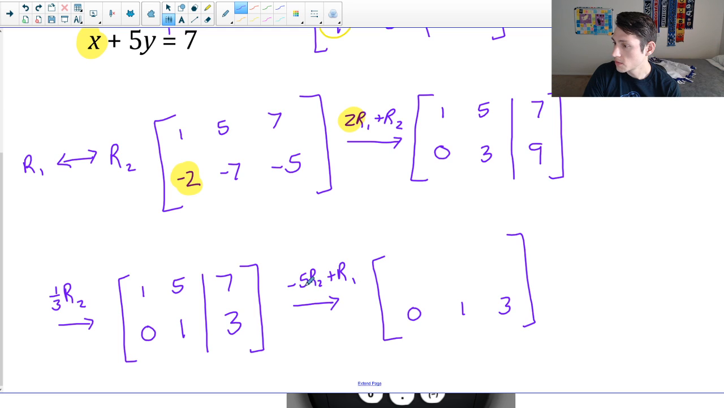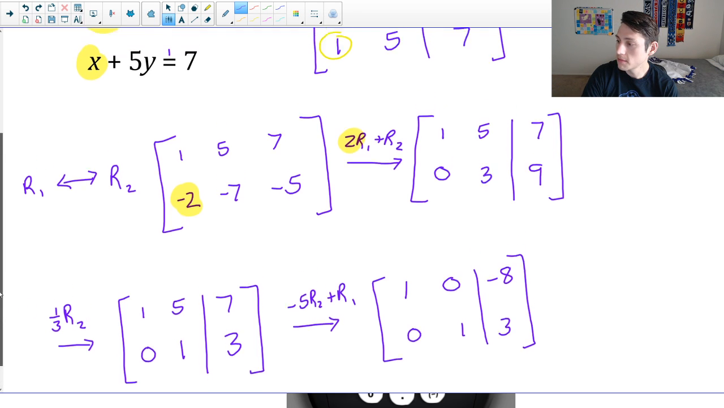Now negative 5 times 0 plus 0 is 0. 0 plus 1 is 1. That part just stays 1, which is good because remember we need this to stay 1 throughout. Moving over, negative 5 times 1 is negative 5. Negative 5 plus 5 is 0. Negative 5 times 3 is negative 15. Negative 15 plus 7 is negative 8.